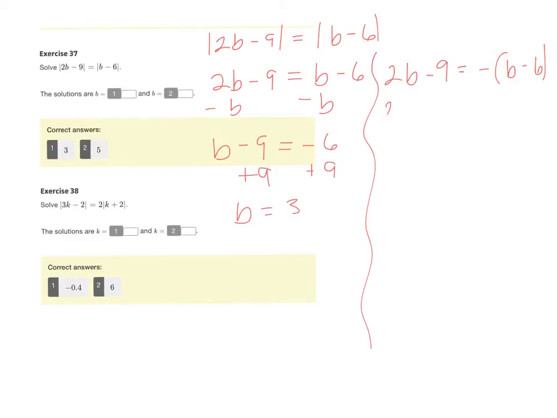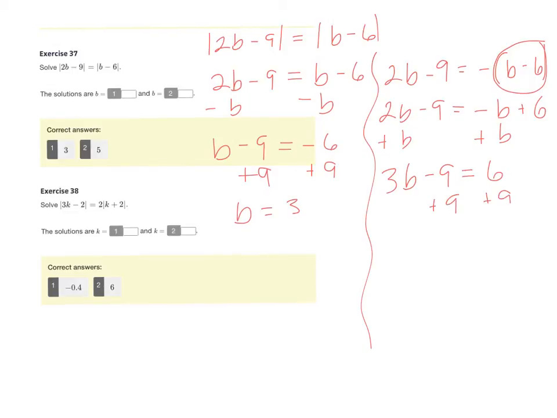On the right-hand side, 2b minus 9 is equal to the opposite of everything in here. So the opposite of b is negative b, and the opposite of minus 6 is plus 6. So now, let's add b to both sides. That gives me 3b minus 9 is equal to 6. Add 9 to both sides. 3b equals 15. Divide by 3, I get b equals 5.